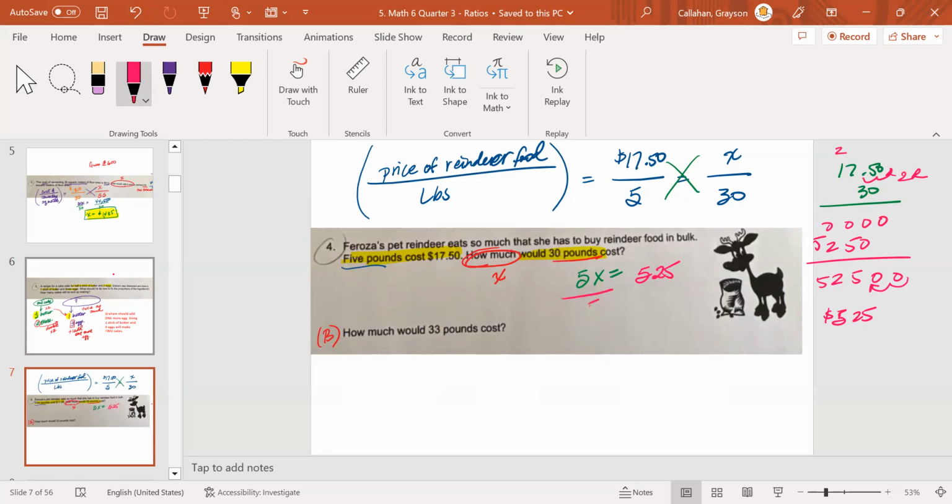All right, then we have to divide it, right? So then I want you to divide it, Grayson. So go ahead and divide it.